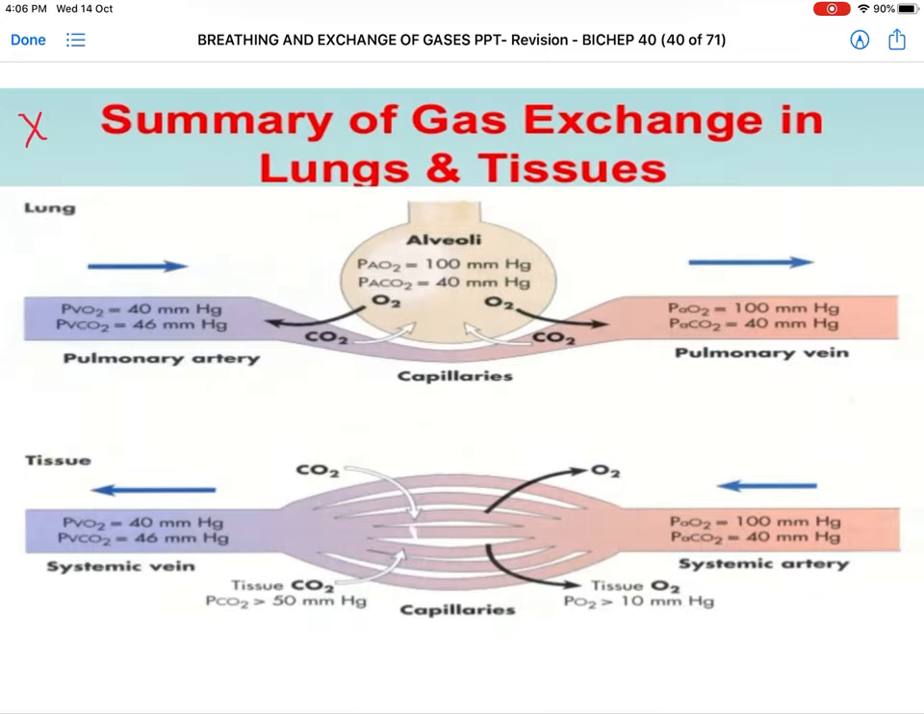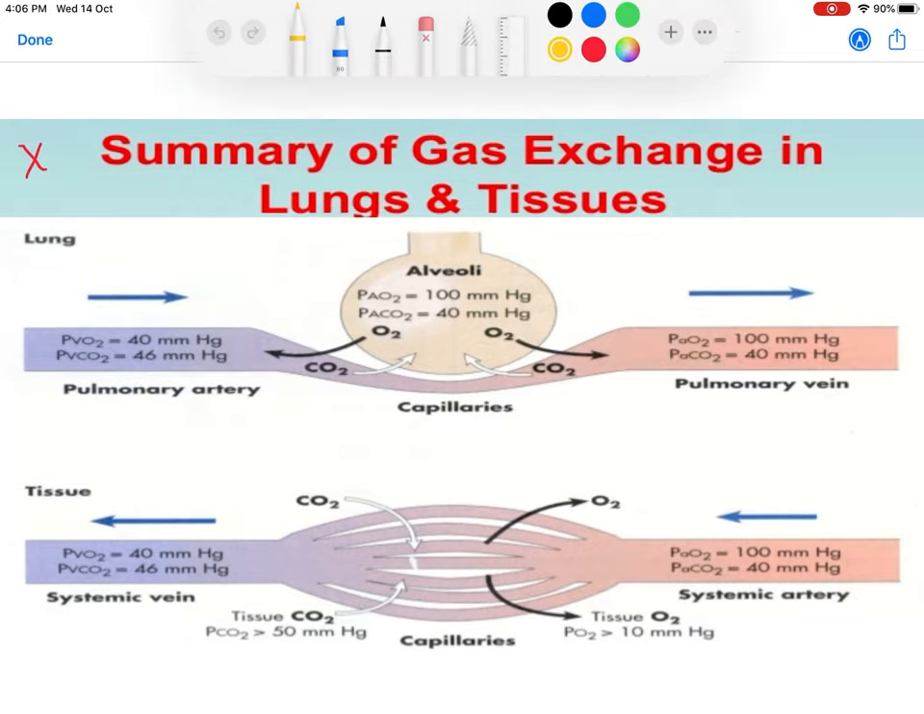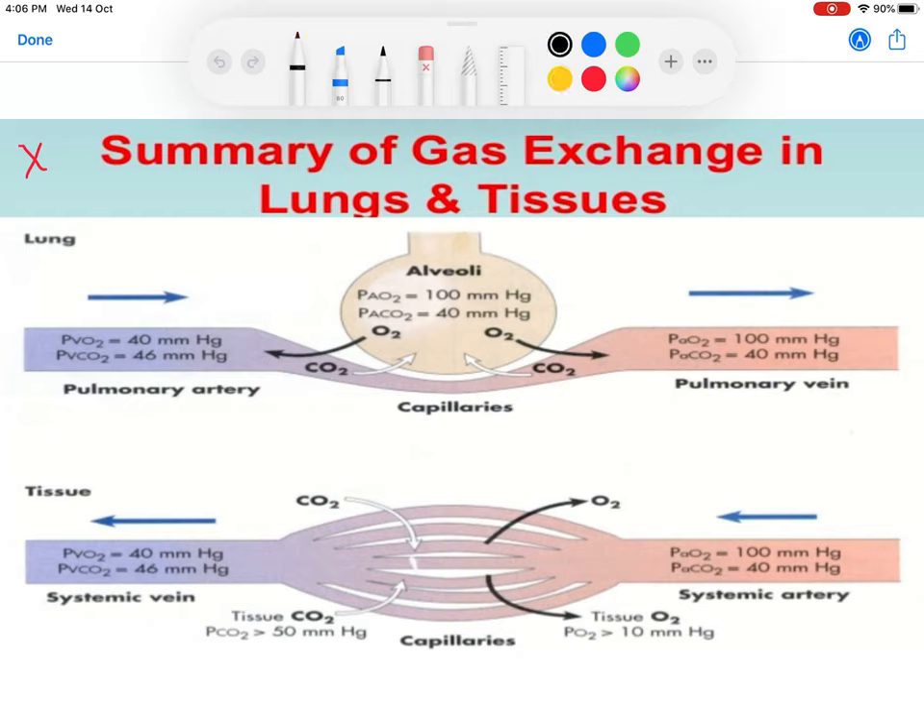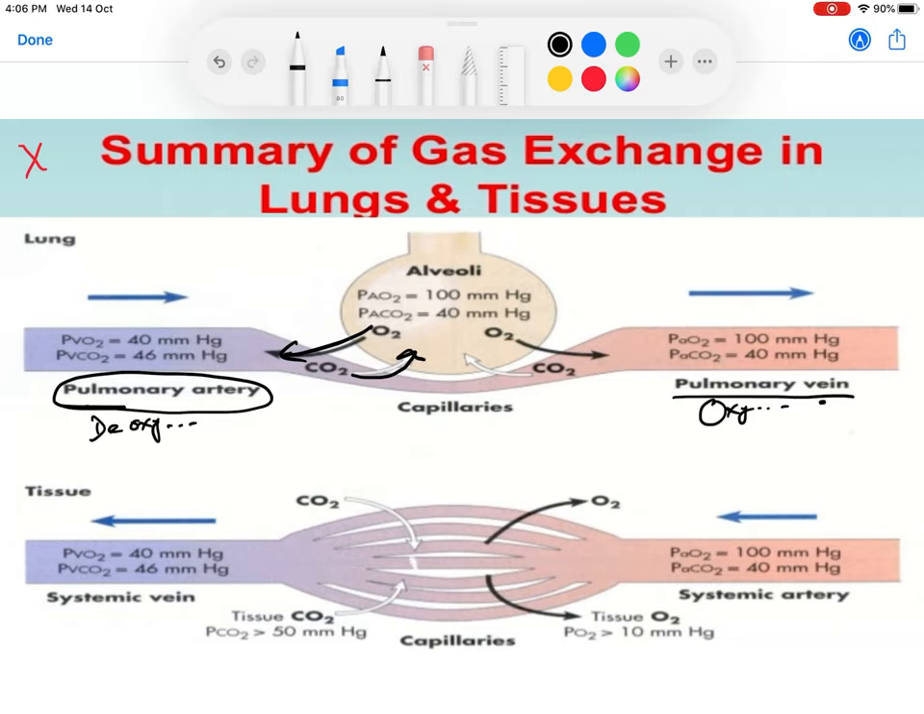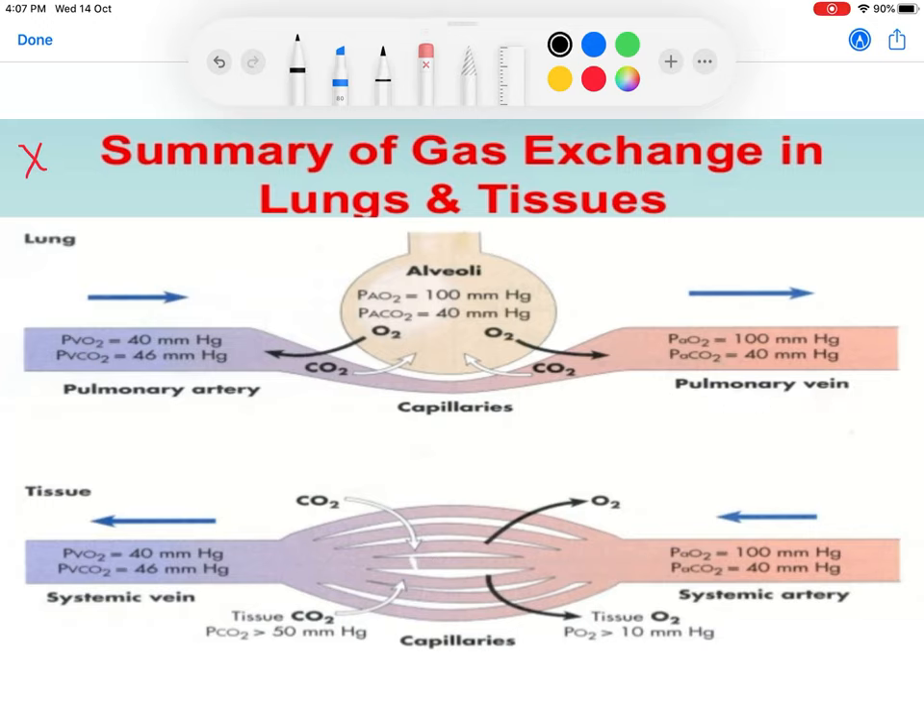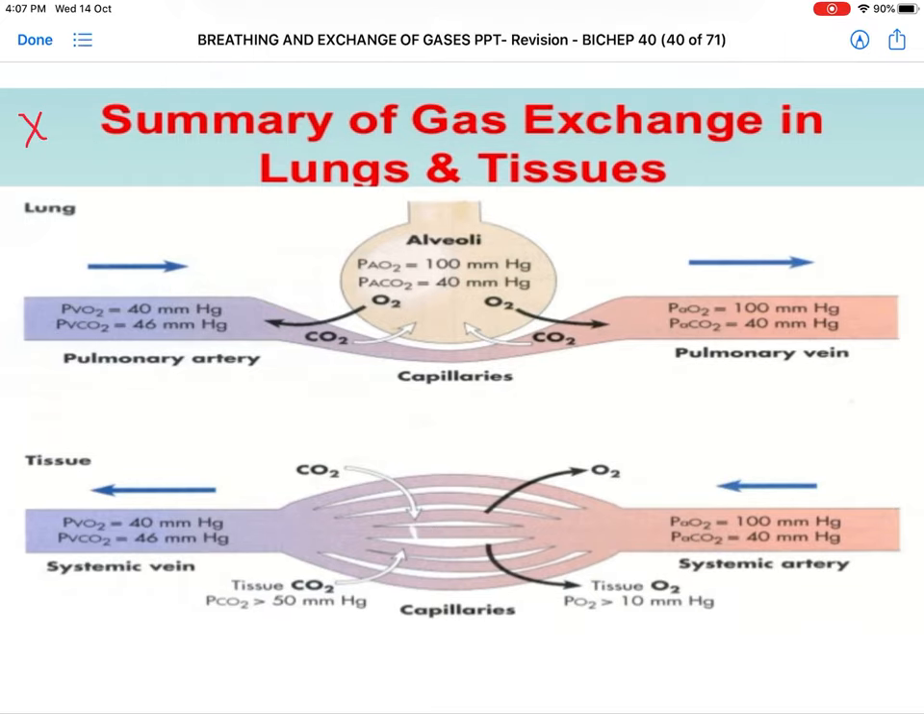Now this is a summary of gaseous exchange in lungs and tissue, which we have already seen. Let us conclude very rapidly. The pulmonary artery takes deoxygenated blood, removes the carbon dioxide, gets the oxygen, and the blood is converted into oxygenated blood, reaching out of the lungs by the pulmonary vein. The situation is reversed at the tissue level, and it is described in the diagram. You can easily understand if you see the diagram and correlate what we have seen till now. Please take the screenshot of the diagram.